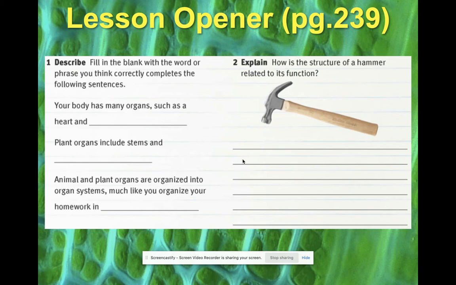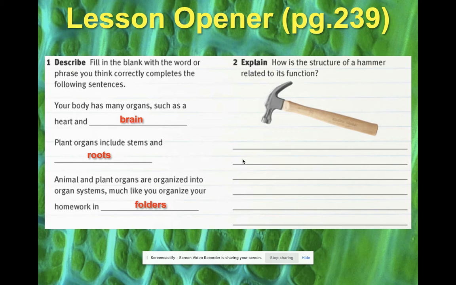All right, let's look at these pre-lesson activities real quick. Your body has many organs, such as your heart, and can you think of another thing that would be called an organ? Well, your brain. All right, plants also have organs. One of them is a stem, and another would be their roots. And then plant and animal organs are organized into organ systems, much like you organize your homework in, what word could we put there? Folders.